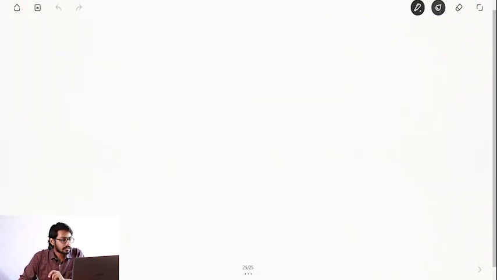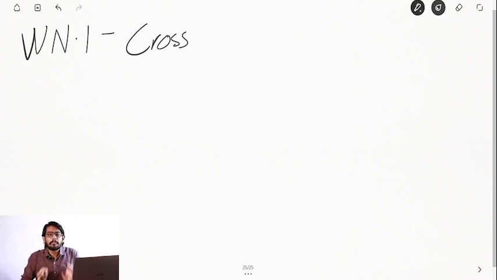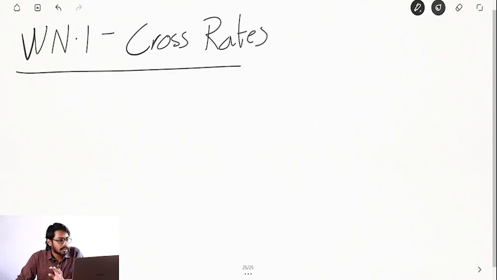Working note 1: cross rates. Give the subheading cross rates itself, so the examiner, when he is checking, knows you have computed cross rates. That's a separate step. He will give you marks for that step. So give the subheading as cross rates itself. Working note 1, cross rates.